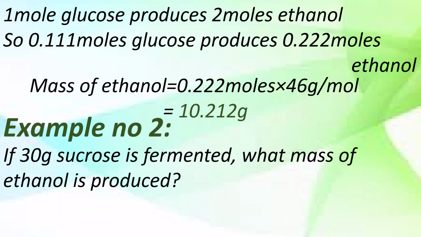Example number 2. If 30 grams sucrose is fermented, what mass of ethanol is produced? In this example, we have sucrose 30 gram. It is converted into ethanol. We have to find the mass of ethanol produced. First, sucrose is converted into glucose and fructose by invertase enzyme. Then this glucose and fructose enter glycolysis to form pyruvate, and then this pyruvate is converted to ethanol and carbon dioxide.